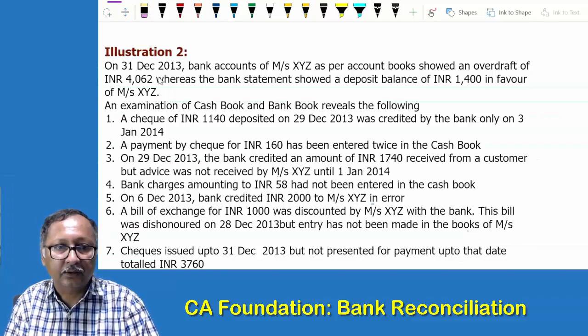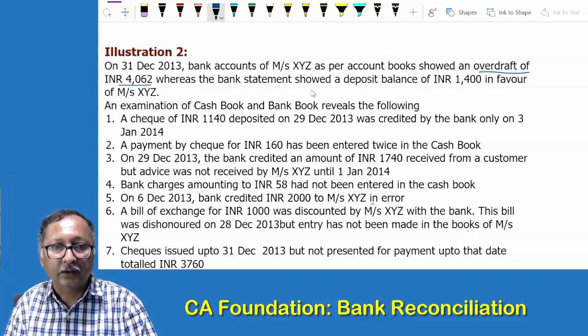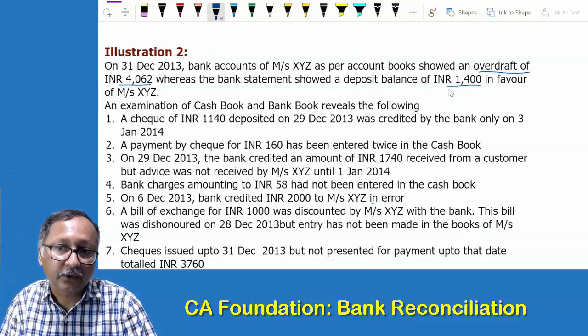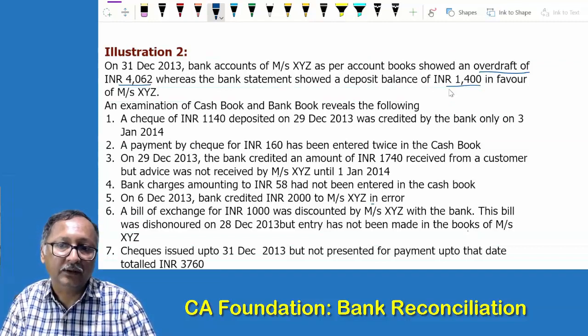So let's see what is stated in the problem. On 31st December 2013, the bank account of Mrs. XYZ as per the accounts book shows an overdraft balance of 4062, whereas the bank statement shows a deposit balance of 1400. So the bank statement is a positive balance, while the cash book balance is an overdraft balance. Whatever it may be, we will try to reconcile the reasons.